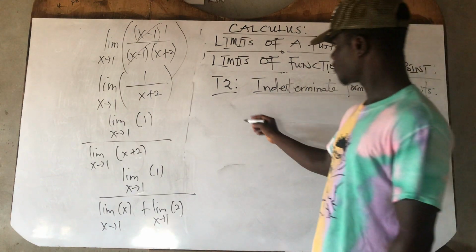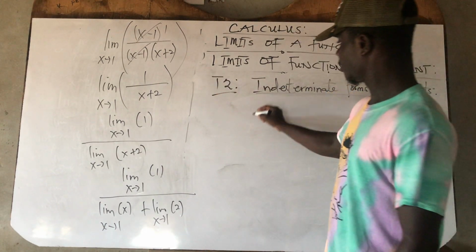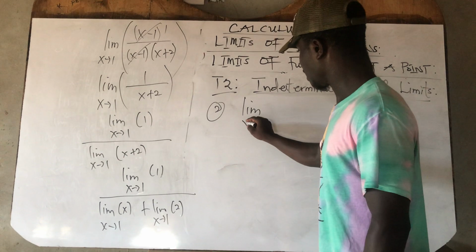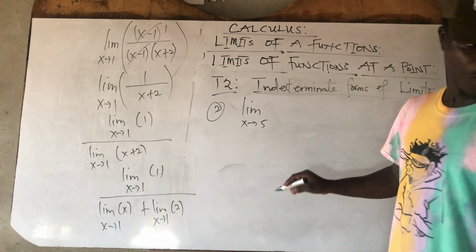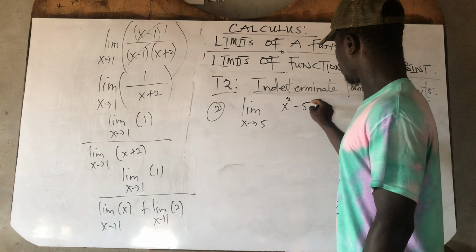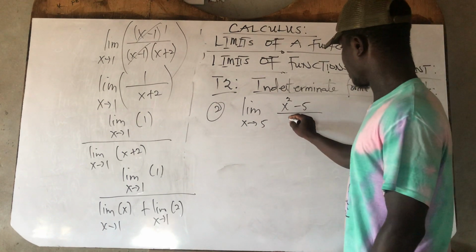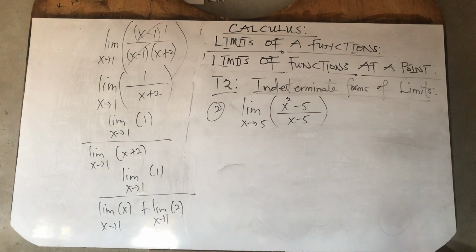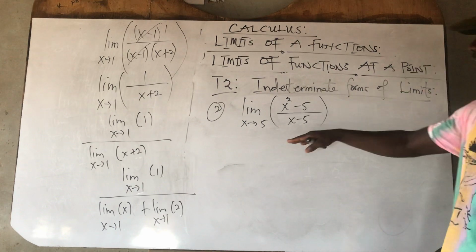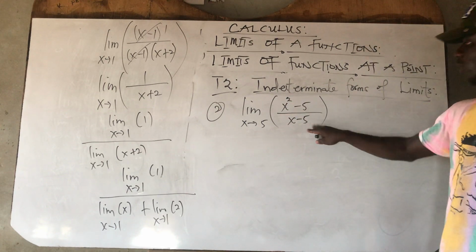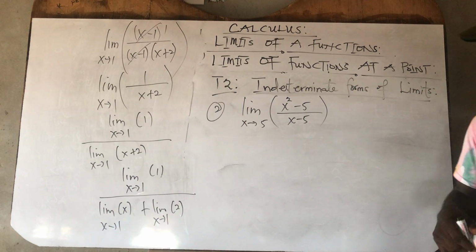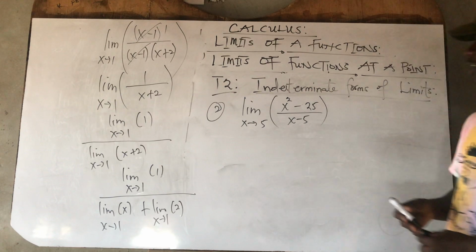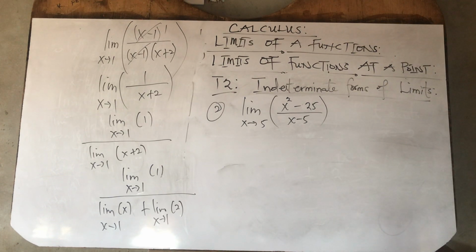So it said evaluate this limit. This one is our next question too. Evaluate this limit as x approaches 5 of x squared minus 25 all on x minus 5. So we have this, the limit as x approaches 5 of x squared minus 25 all on x minus 5. So how will you solve this question?